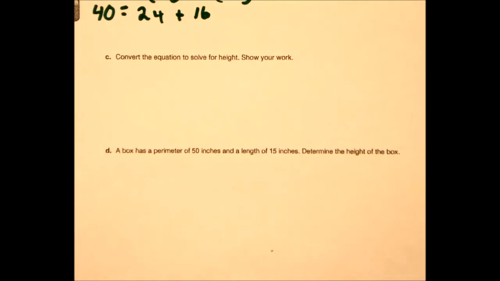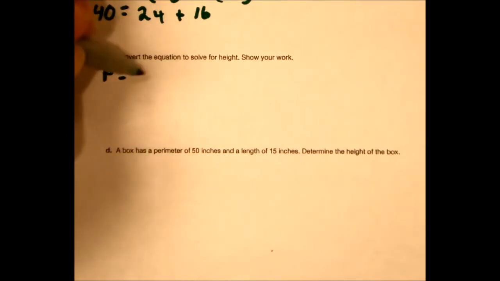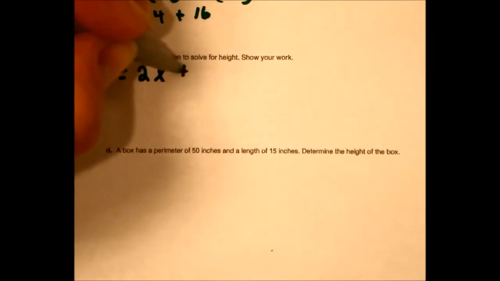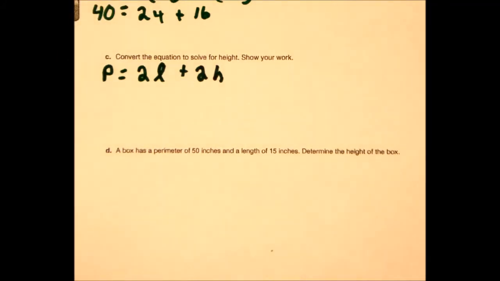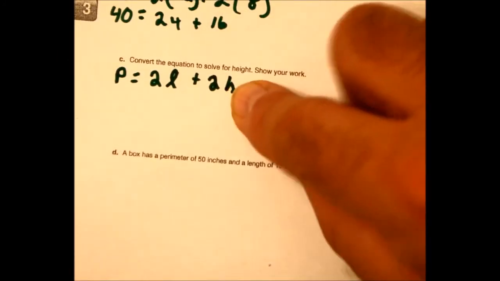Convert the equation to solve for height. Okay, so that means I need to get the height by itself. So now again, I need to manipulate the original equation to get height by itself. Now I'm changing the L to a cursive L because I don't want to get confused, because my L will look like the number 1. All right, so I'm solving for height.